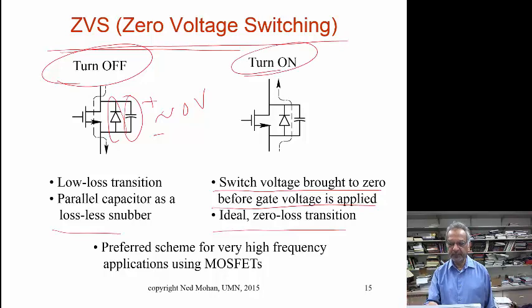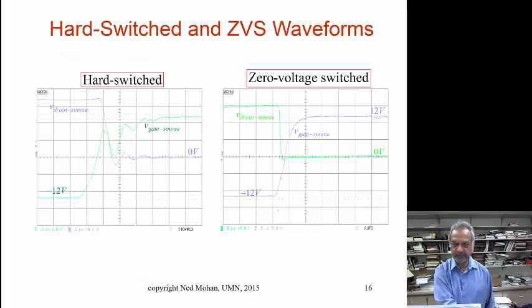So we have to make sure that these two conditions happen simultaneously. That at turn off, the current is flowing through the channel, so you forcefully bring that to zero. At the same time, at turn on, this anti-parallel diode is conducting, and only then we turn on this FET. So this is preferred at very high frequencies using MOSFETs, which is the case in many circuits here.